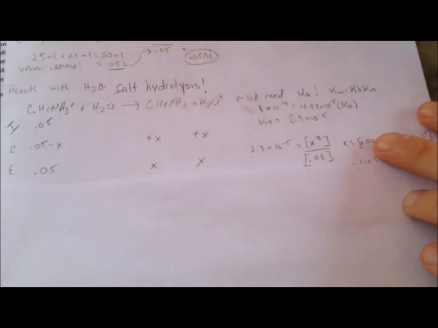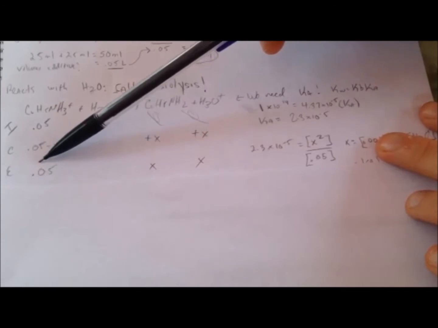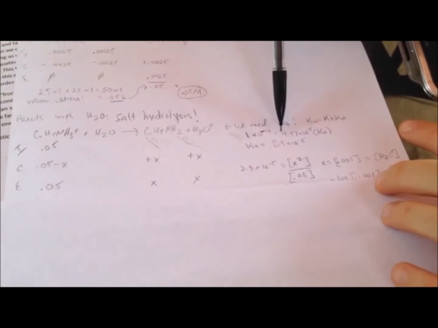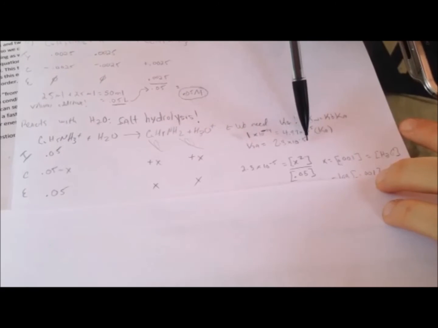And we set up our ICE chart. We take our calculated answer and put it in for the initial. We have nothing left, nothing to begin with, and we subtract x and add x on the product side. And since x is so small, we can ignore it in the equation, and we're just left with 0.05. In order to find x, we need to use our Ka expression, so we need to find the Ka. So we use the equation Kw is equal to Kb times Ka. Kw is always equal to 1 times 10 to the negative 14, and we use our calculated Kb from Part B, which is 4.37 times 10 to the negative 5, and we're solving for the Ka. We get our Ka to be 2.3 times 10 to the negative 10.